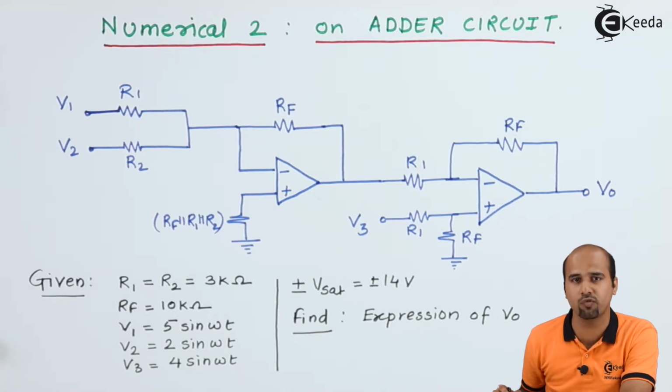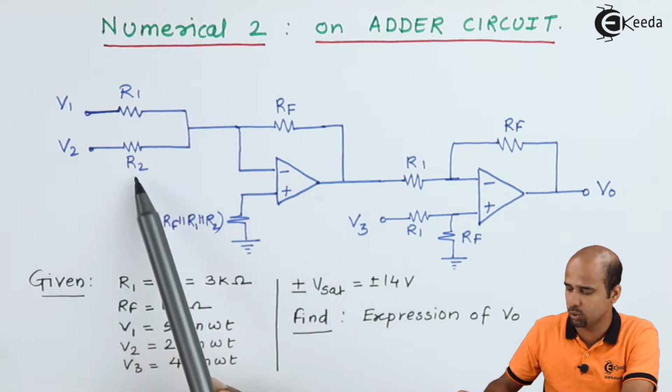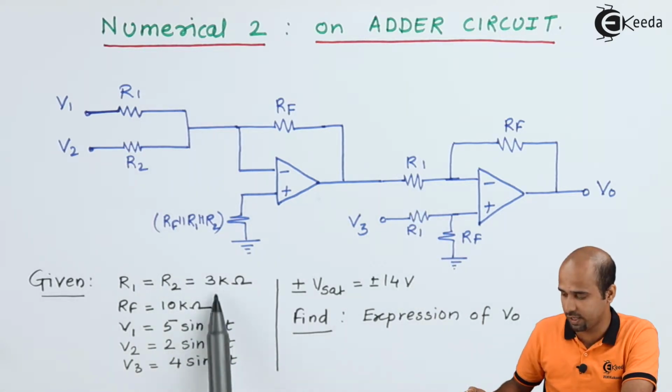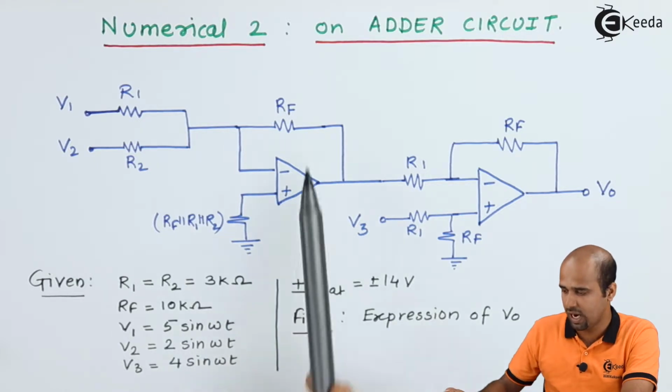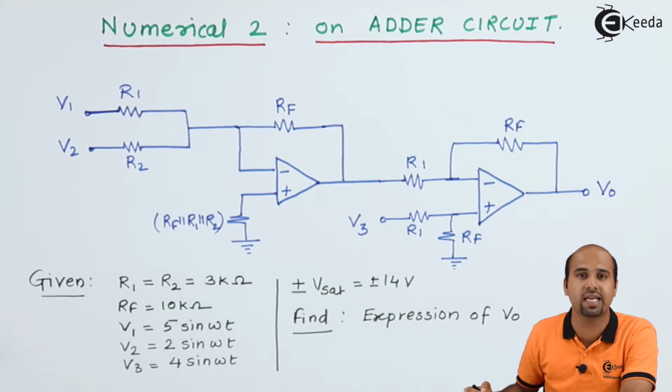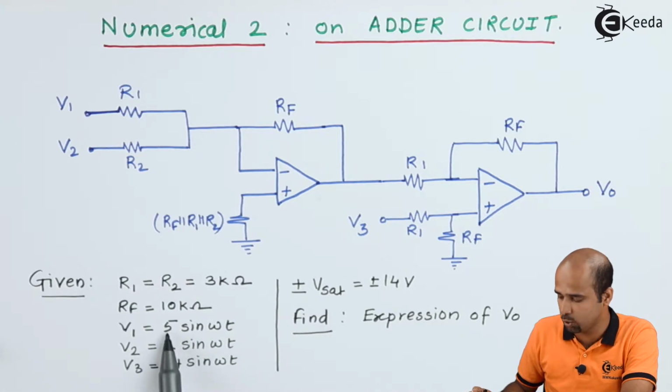Here, instead of one operational amplifier, we do have two operational amplifiers. So a two-stage amplifier is given. R1, R2 and R1 is given with value 3 kilo ohm. RF is having value 10 kilo ohm. V1, V2, V3 here in this case are given as AC signals with peak values 5, 2, 4 respectively.